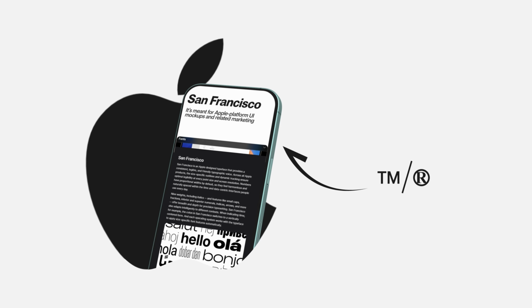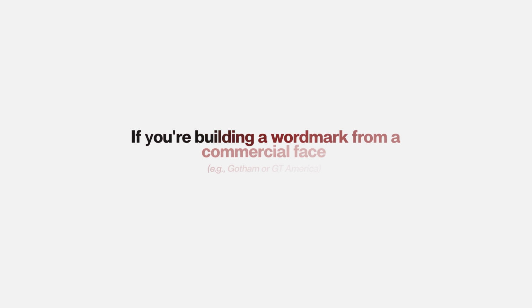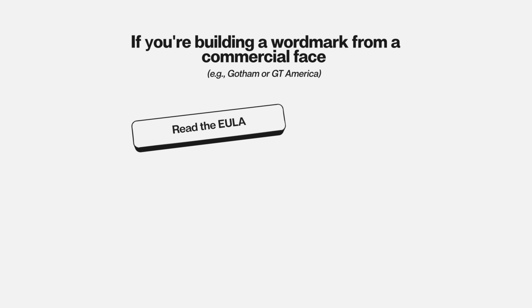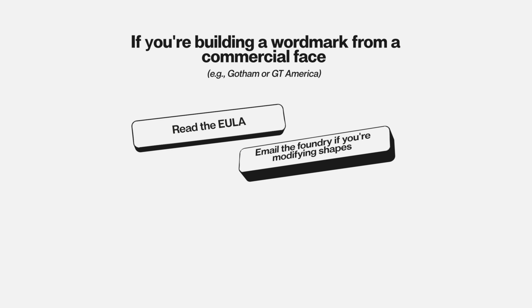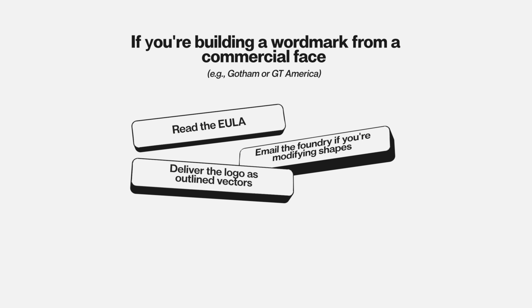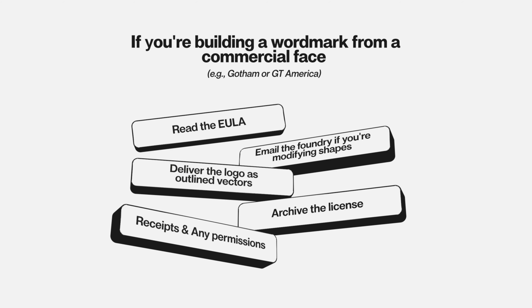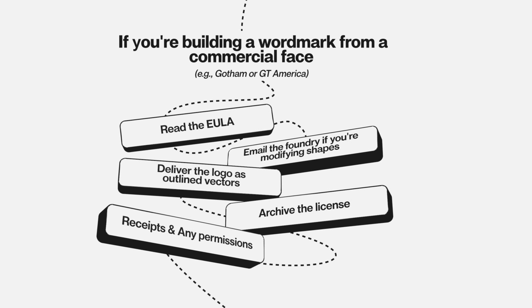But my rule of thumb is this: if you're building a wordmark from a commercial typeface, something like Gotham or GT America, read the EULA. Email the foundry if you are modifying shapes, deliver the logo as outline vectors, and archive the license, the receipts, and any permissions. This isn't legal advice, of course, but I do suggest doing your own research into this subject.